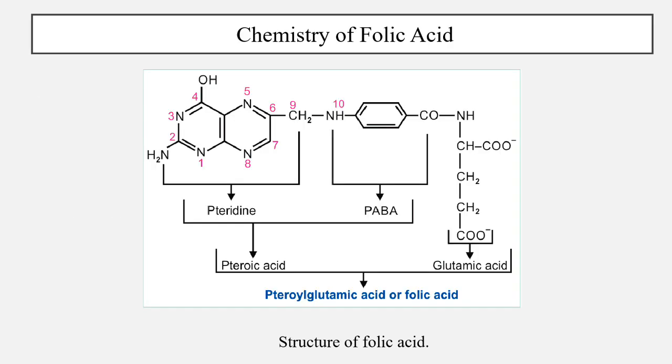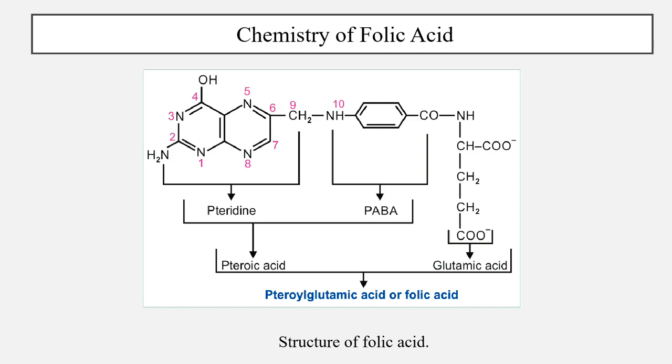Come to the chemistry of folic acid. Folic acid is a component of three compounds: pteridine, para-aminobenzoic acid, and glutamic acid. So, pteridine and para-aminobenzoic acid together form the pteroic acid. Then pteroic acid combined with the glutamic acid, that is the amino acid, will form the pteroyl glutamic acid, also called folic acid. This is the structure of folic acid.